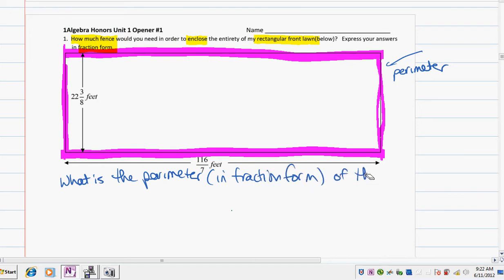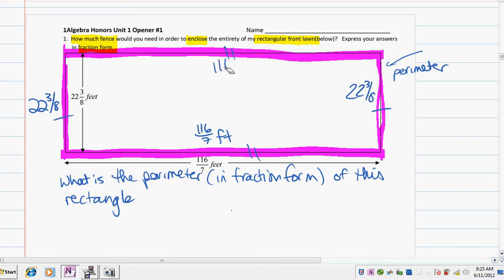of this rectangle. Now we know it's a rectangle, which means that since we know this length is 22 3/8, and we know that this length is 1/16 over 7 feet, we also know that the opposite sides of a rectangle are the same length, which I'll mark like that. So these are 1/16 over 7 feet, and the other one is 22 3/8.